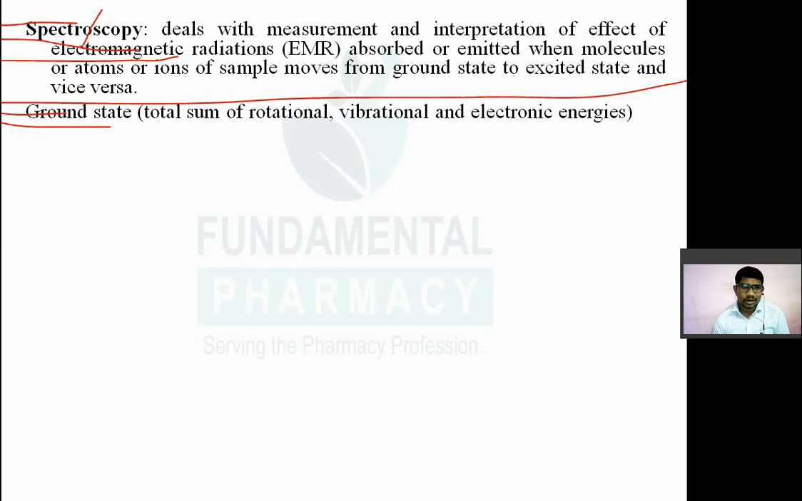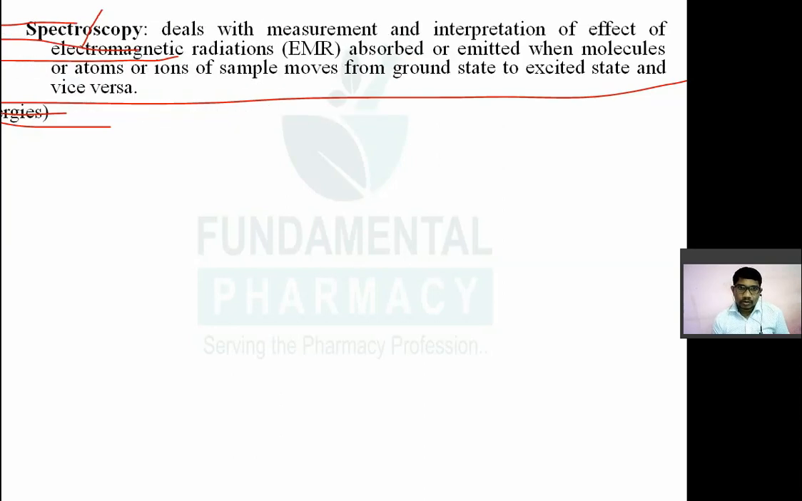Ground state means a relaxed state. At that state, your compound will also have different kinds of energies. Ground state will have a total sum of rotational, vibrational and electronic energies. Ground state will also have these three energies.